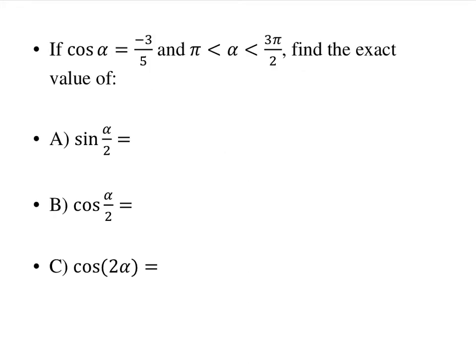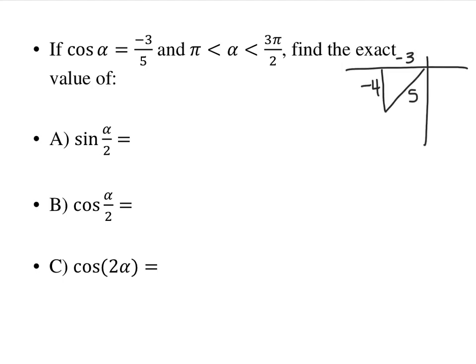We have cosine of alpha is equal to negative 3 over 5, and they tell us that alpha is between pi and 3 pi over 2, so basically they're trying to tell us that it's in quadrant 3, and we want to find the values of sine of alpha over 2, cosine of alpha over 2, and cosine of 2 alpha. So in this case, just like when we were doing our sum and difference formulas, we need to know sine of this angle alpha, so we're going to have to draw a triangle. So go ahead and pause the video, draw a triangle in the correct quadrant, and figure out the missing side.